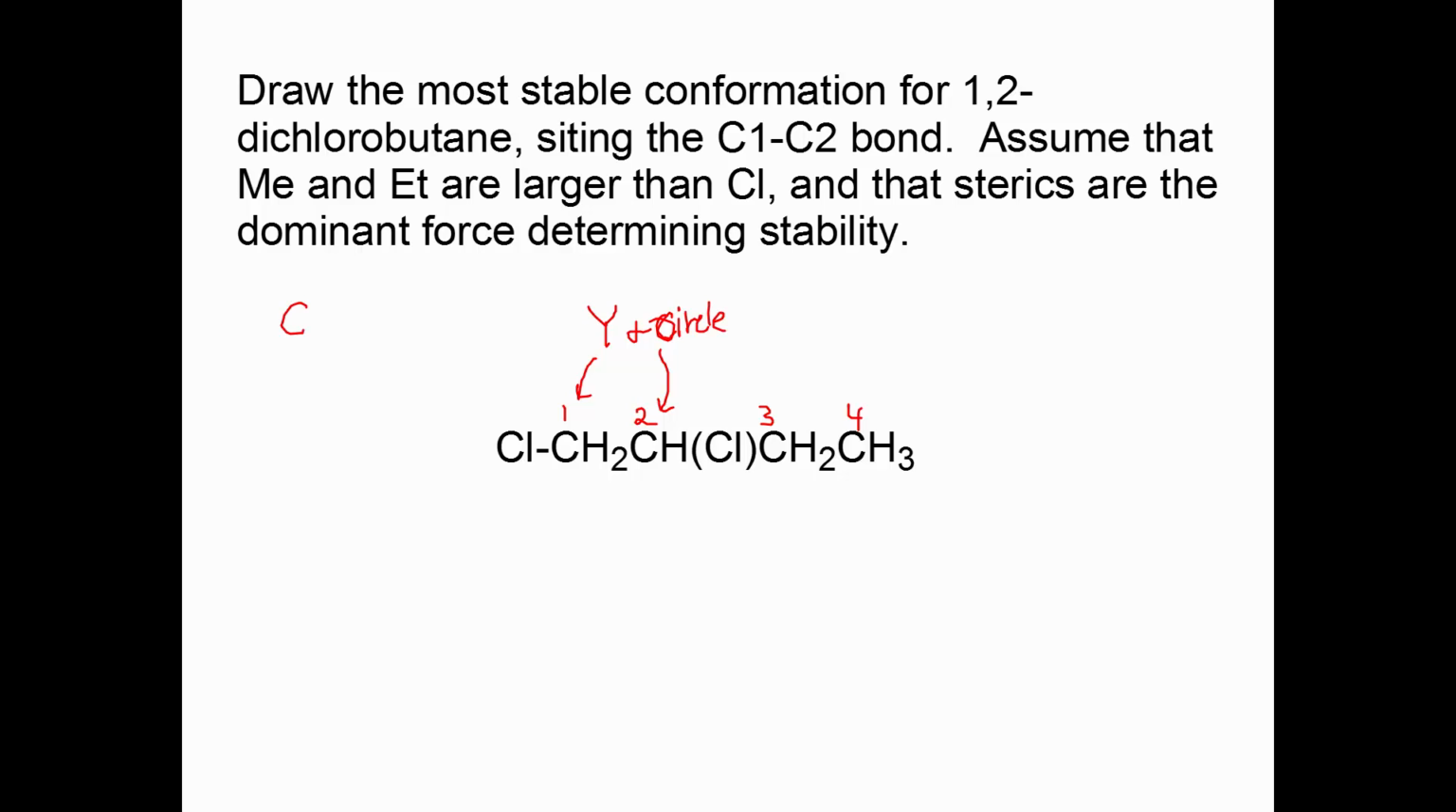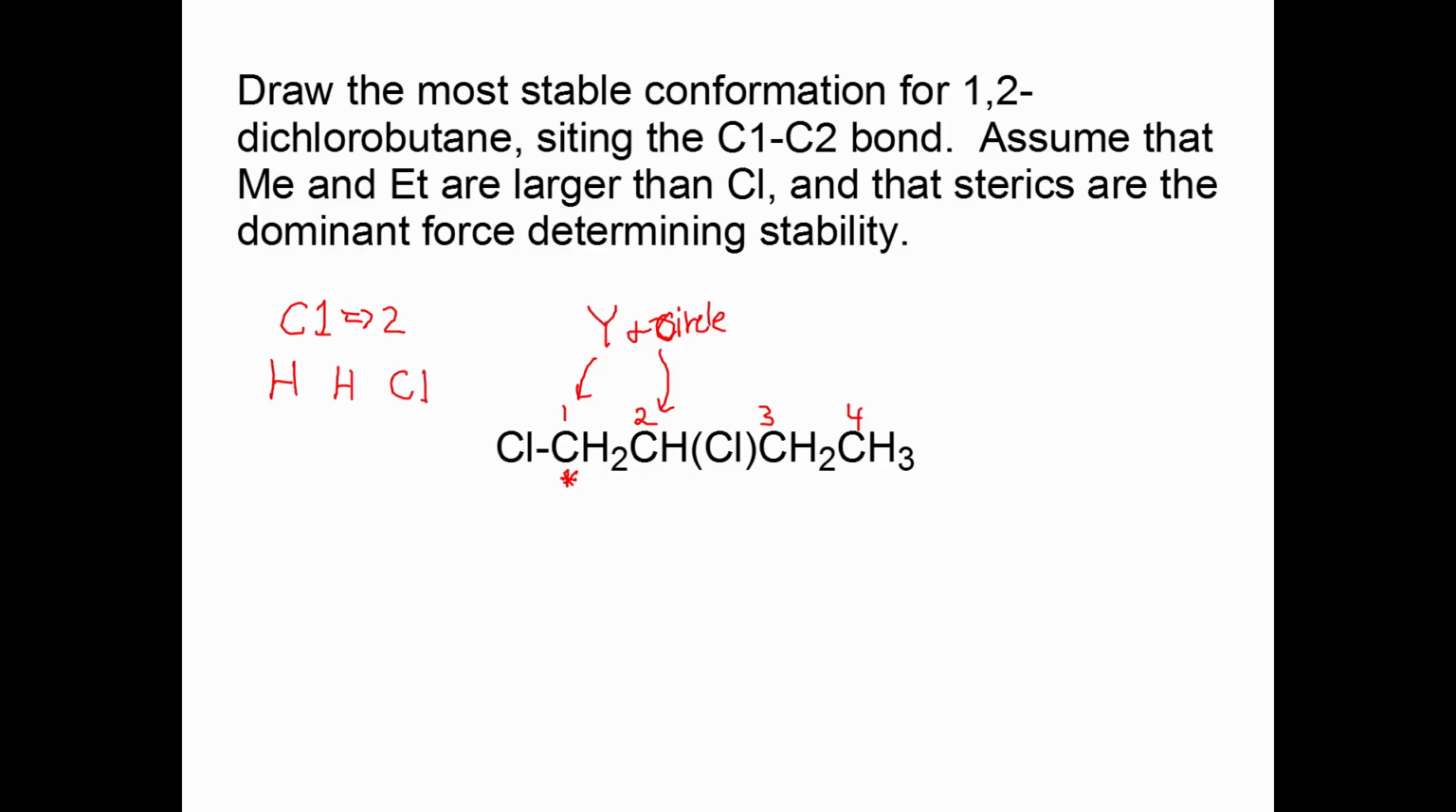All right, so let's look at what we have at C1. Of course, we're going to have C2, but that's going to be the circle that's at the back of the Newman projection. If we look at C1, outside of C2, we're going to have to write an H, an H, and a Cl.